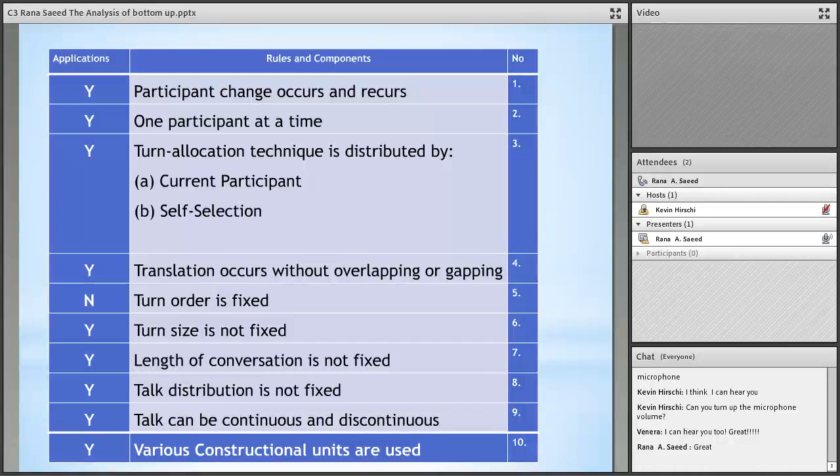Now, this is as far as the structural features are concerned. I would like to move now to the last thing, which is the rules. These rules are proposed by Sachs et al.